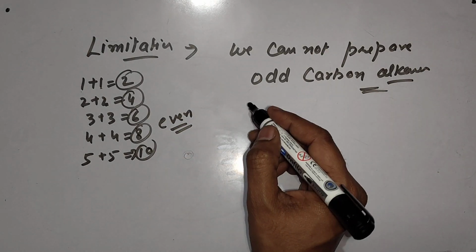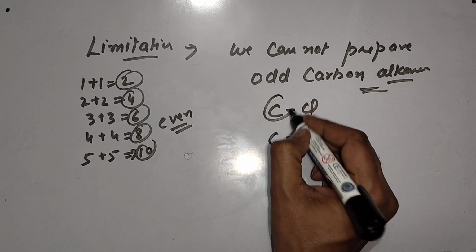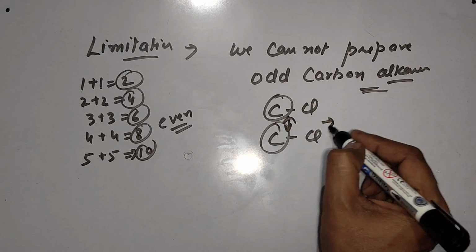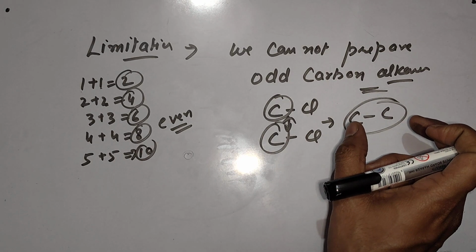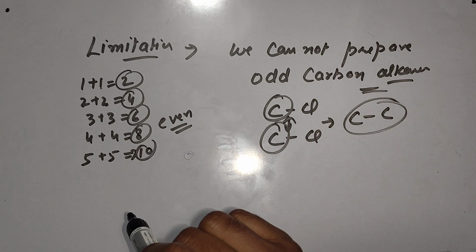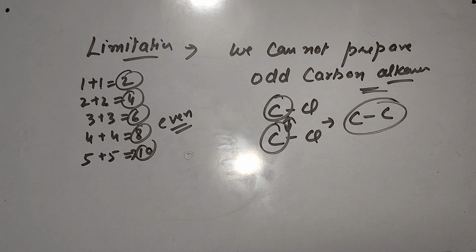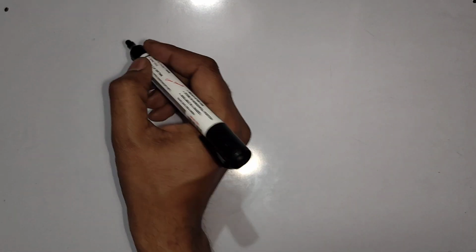And we know what is happening in Wood's reaction. Same number of carbons, like CCl, so one carbon each, they are combining to give us an alkane. So obviously the alkane will be an even carbon containing alkane. It is impossible to create an odd carbon alkane. Let's try it and check what problems we will face if we are preparing odd carbon containing alkanes.